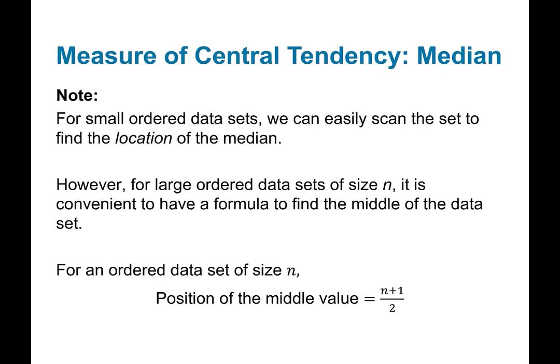Now, what if you have a large data set? Then we have a formula that will let us find our middle position. And this works for any small or large data set. It doesn't matter how big the data set is, this formula will work. So if you have an ordered data set of size n, remember n is just your sample size, or population size if it were capital N, then the position of the middle value is your sample size or population size plus 1 divided by 2.